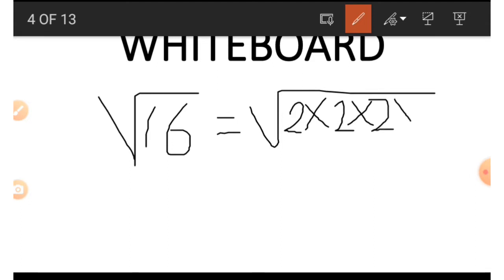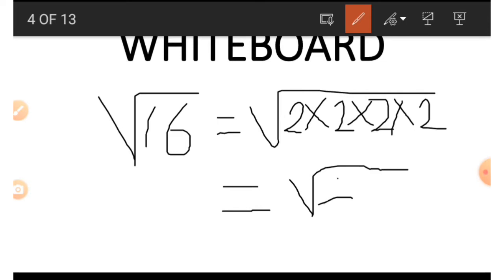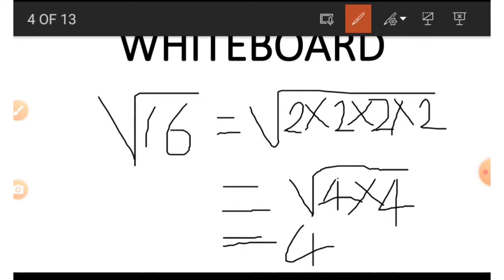Now if we try to break it down in twos, just like we did in the previous example, we are going to have 2 in 4 places. So we can pair them up and have the square root of 4 times 4, or 4 by 4. If we have 4 by 4, then the rule is that we pick one out of the 2 to get the square root. Therefore, the square root of 16 is 4. So this is square root.